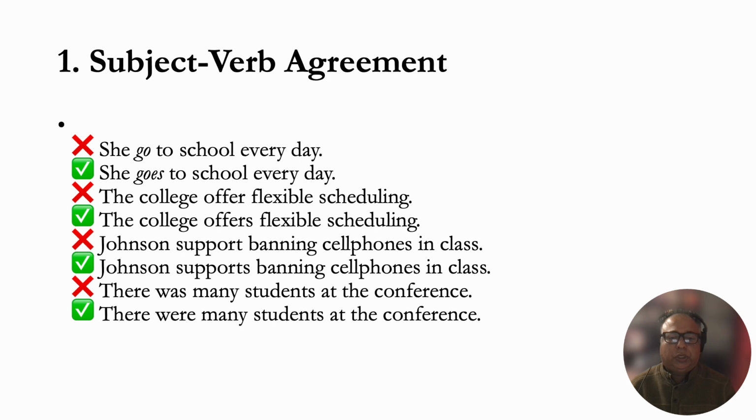Okay? So she go to school every day is incorrect because the verb go does not agree with she, or vice versa. So I is first person, you is second person, and she, he, and it, they're third person. So when the subject is in the third person, she or he, then the verb has to be goes. She goes, she eats, she talks. She goes to school every day.